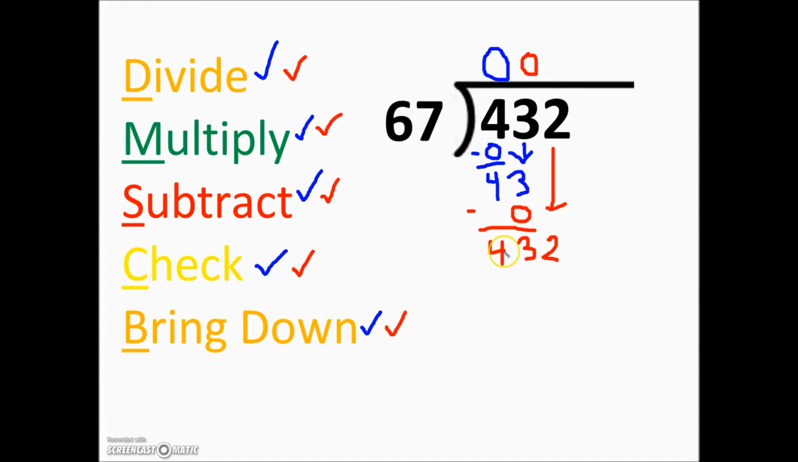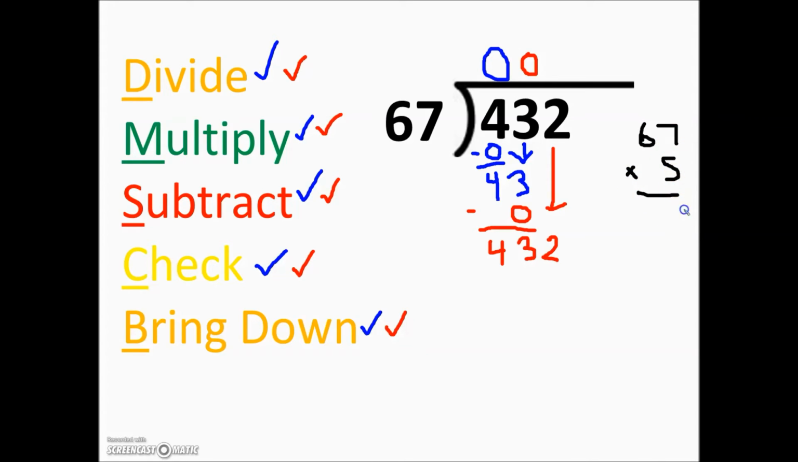So how many times does 67 go into 432? If I'm not sure how many times 67 goes into 432, another way to think about it is how many times can I subtract 67 from 432? If I'm not sure, then I will just guess and check. So on the side here, I write 67, and I just pick a number in the middle, maybe 5.